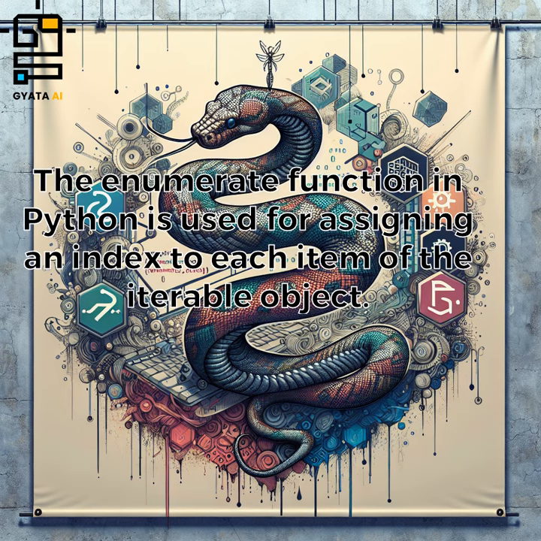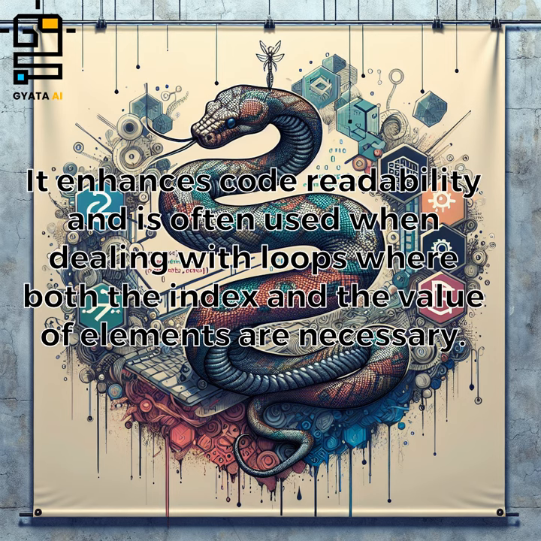Conclusion. The enumerate function in Python is used for assigning an index to each item of the iterable object. It enhances code readability and is often used when dealing with loops where both the index and the value of elements are necessary.